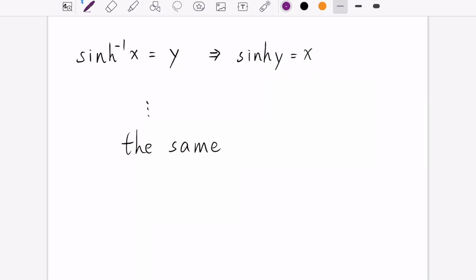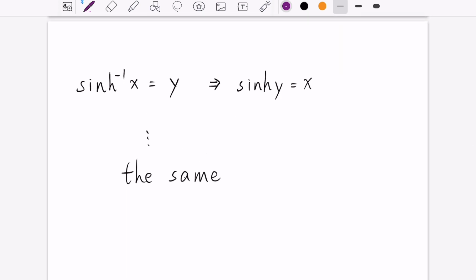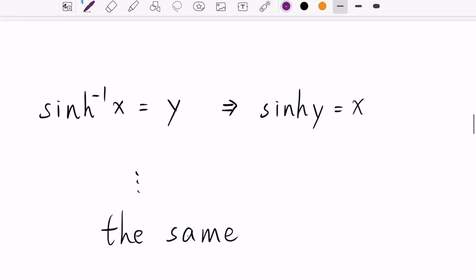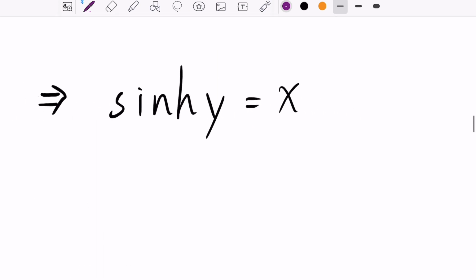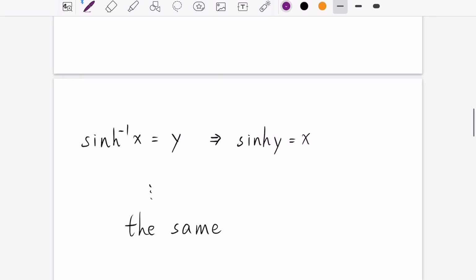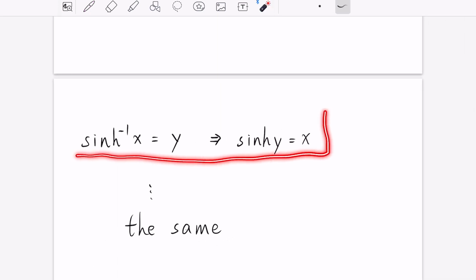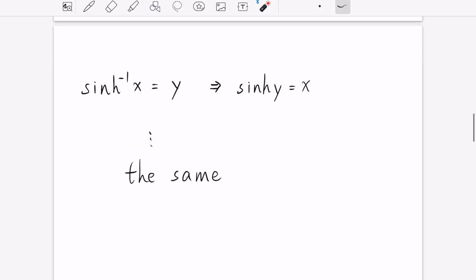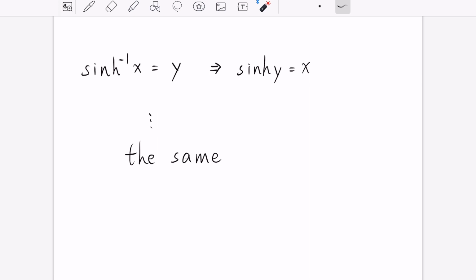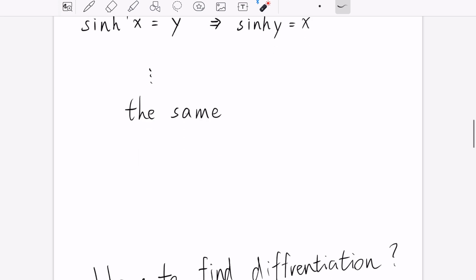Then let's find the inverse functions of the hyperbolic functions. As for the definition, it's the same as we did in the past. Here's an example. If the inverse function of hyperbolic sine x equals y, then it means hyperbolic sine y equals x. Here's the definition, as we did before, and for the other functions, the definitions are all the same. So I will not write it all. You can just do it by yourself.